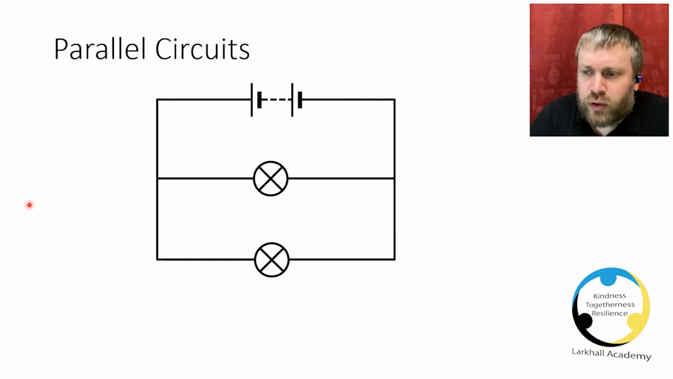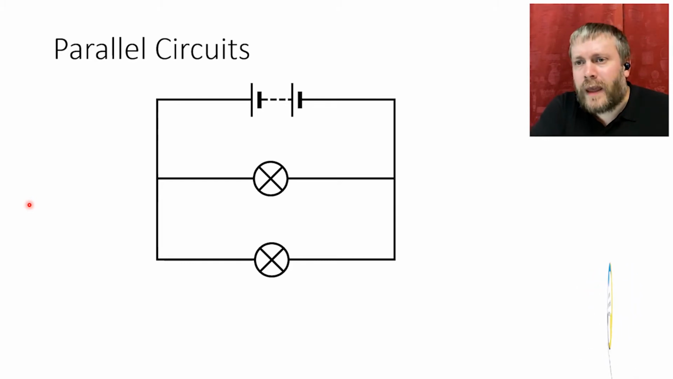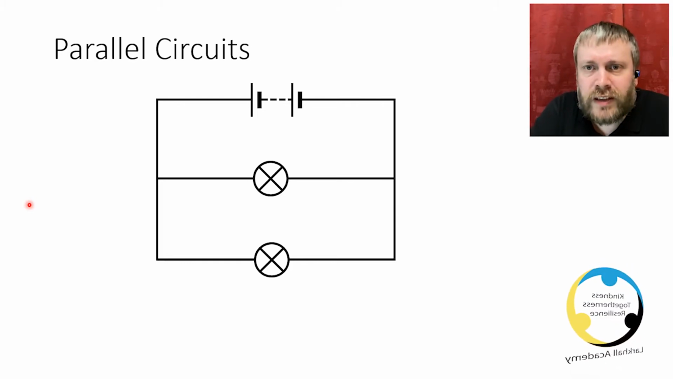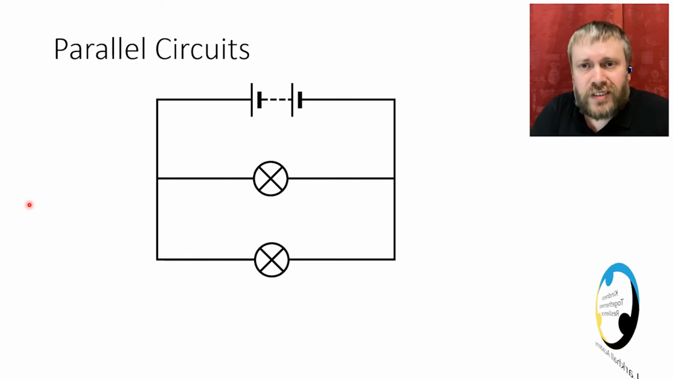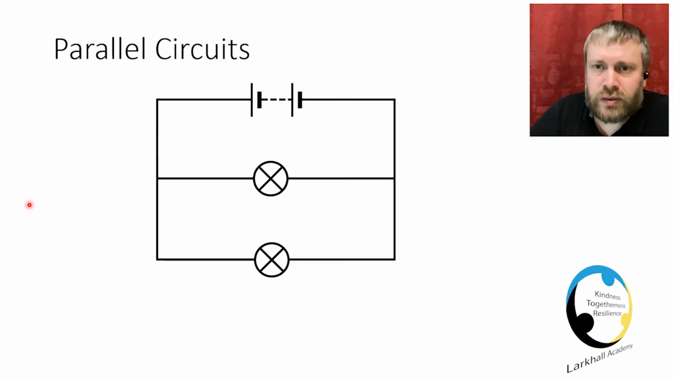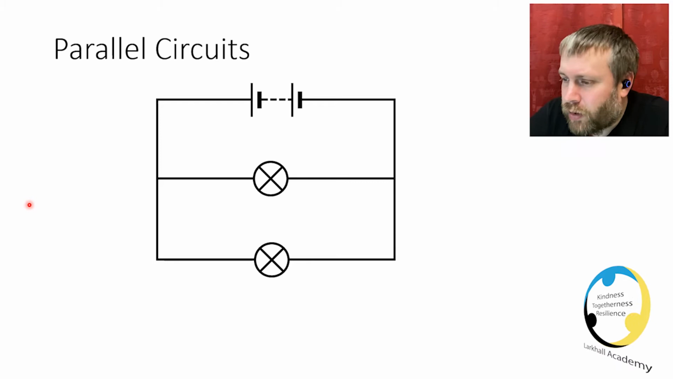Obviously, we've got more than one electron. That last animation we looked at just had that one electron which went round. Obviously, you've got this continuous flow of electrons around the circuit, which is what gives us our current.